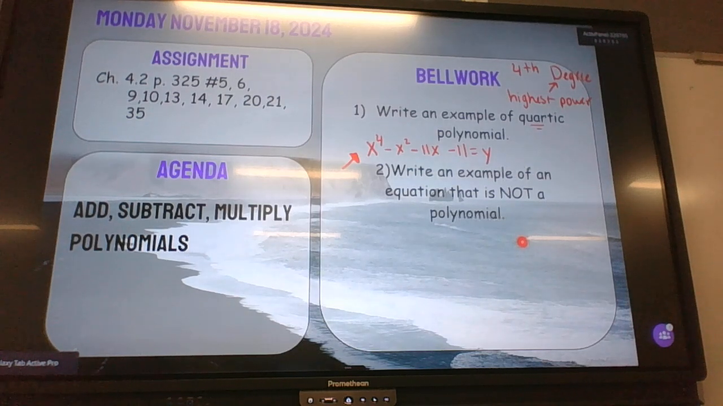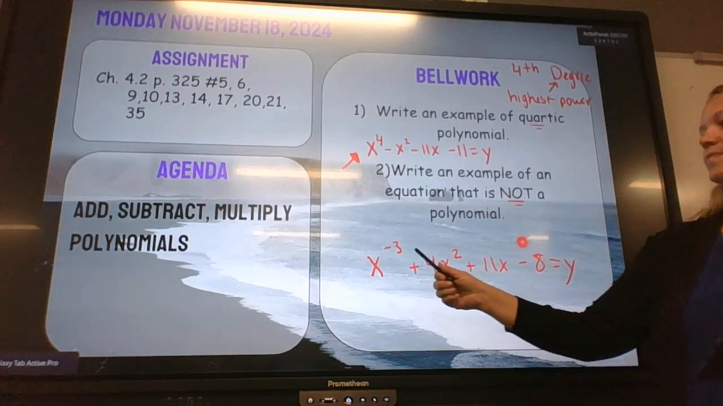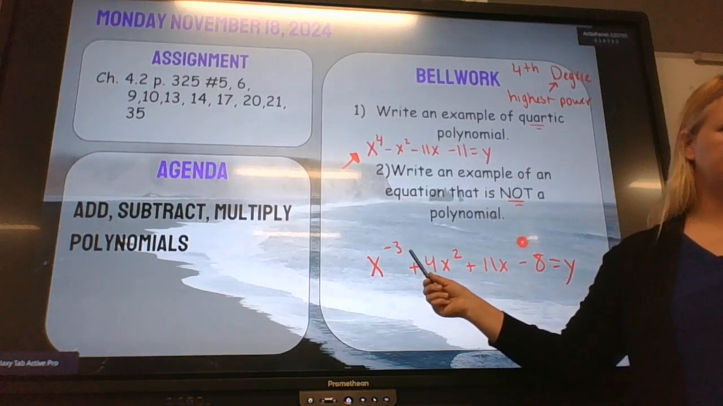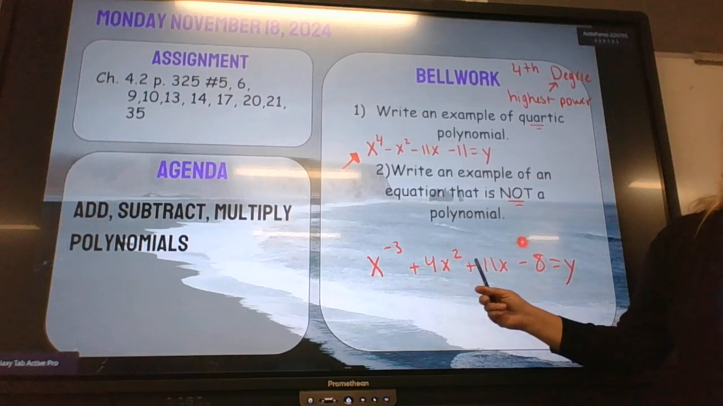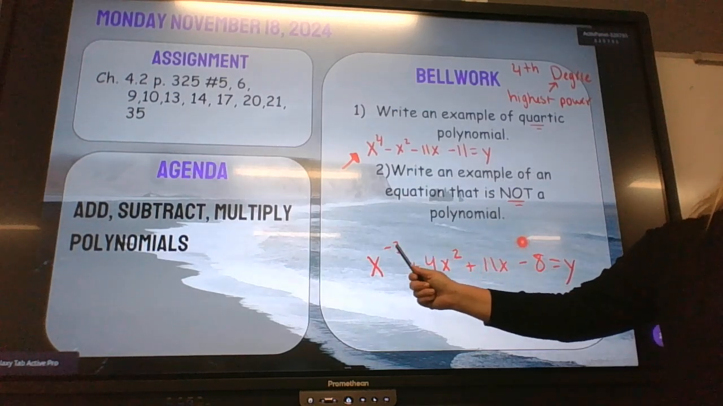Good. Negative exponent. So here's an example of not a polynomial. It would be like x to the negative third plus 4x squared plus 11x minus 8. Not a polynomial. Polynomials don't have negative exponents. So this is something else. This has different patterns and rules. We don't apply polynomial rules to this.